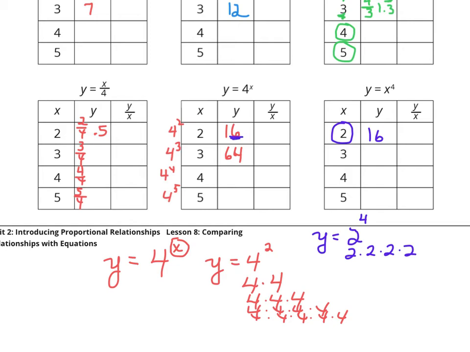If the base is 3, 3 to the fourth would mean 3 times 3 times 3 times 3. So that number multiplied by itself that many times, 4 times. I think that's 81. And you can do the same for 4 and for 5 for me. Okay, so fill out those tables.